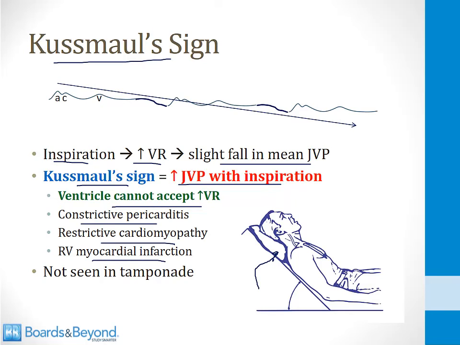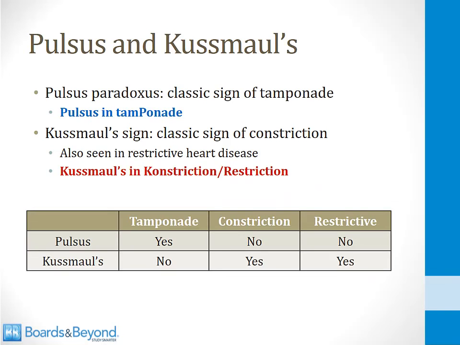It is not seen in cardiac tamponade. When I was a medical student, I had a lot of trouble keeping pulsus paradoxus and Kussmaul's signs straight, so I've got some tips for that in this slide. Pulsus paradoxus is the classic sign of tamponade, and you can remember that you see a pulsus in tamponade. The P is for pulsus.